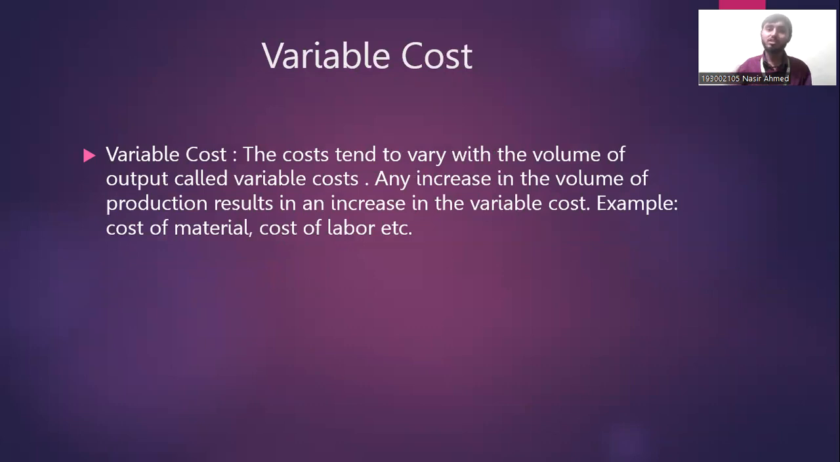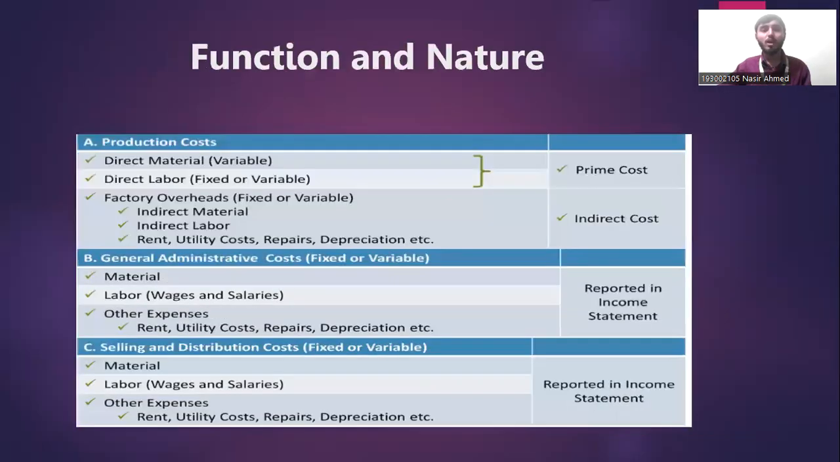And the variable cost is the cost that tends to vary with the volume of output. Any increase in the volume of production results in an increase in the variable cost. Example, cost of material, cost of labor, etc. are examples of variable cost.